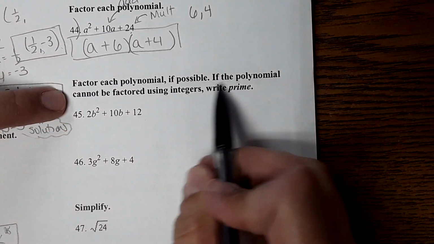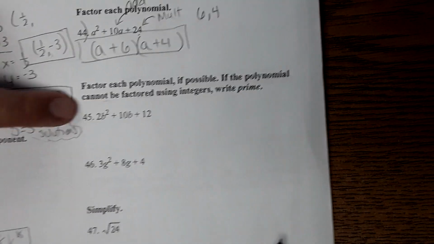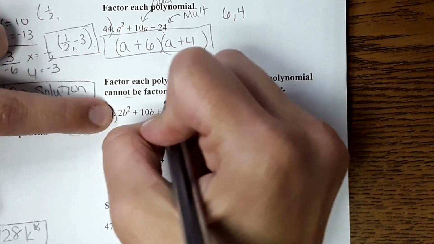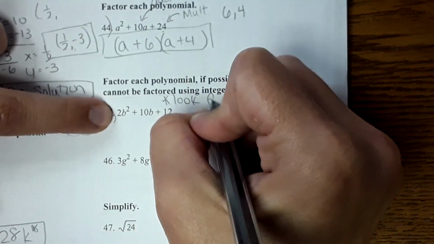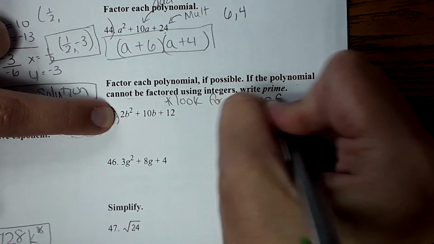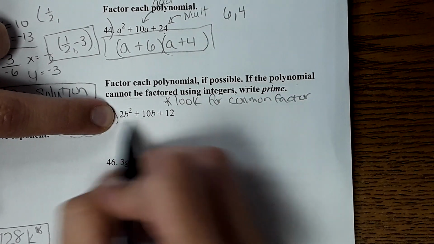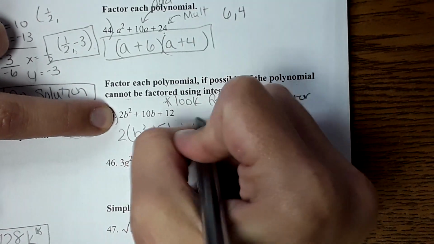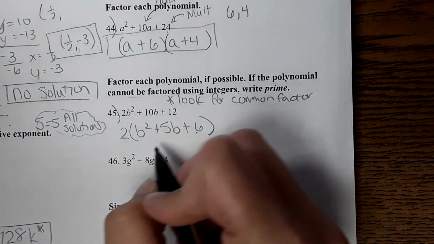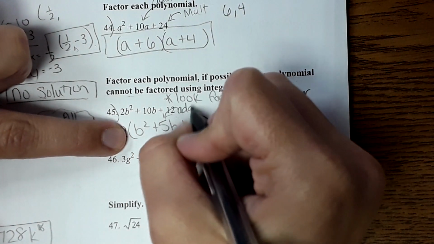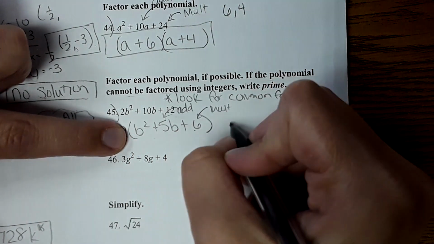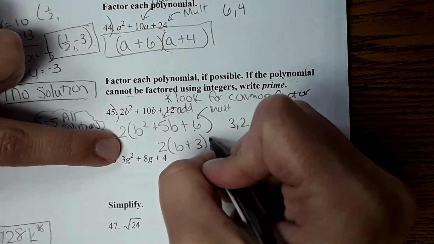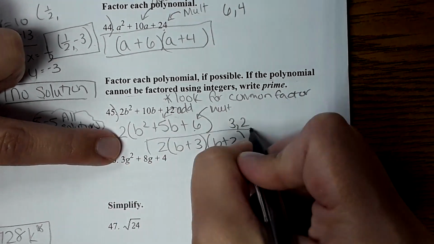Factor each polynomial if possible. If the polynomial cannot be factored, use integers and write prime. Okay, so the first step with this is to look for a common factor that you can take out. With this first example, I can take a 2 out of all of these, so I would get 2b squared plus 5b plus 6, and then I can just factor this here. Two numbers that add to 5 and multiply to 6 would be 3 and 2. So this should be 2 times b plus 3 and b plus 2. And we're done.